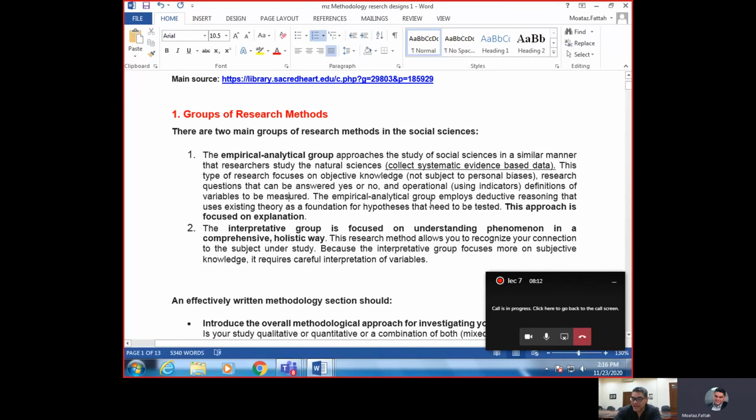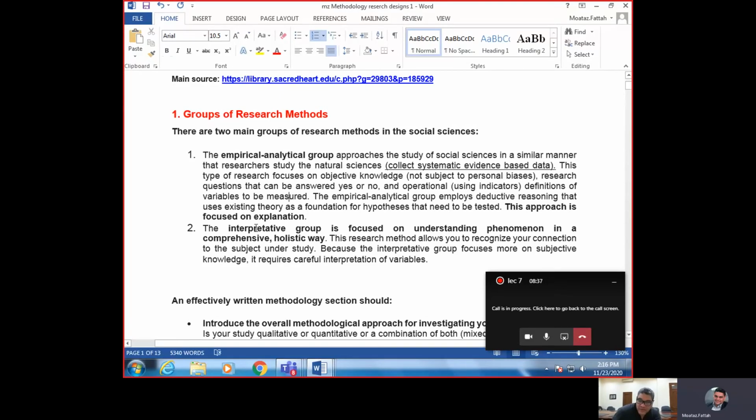The empirical analytical group employs deductive reasoning that uses existing theory as a foundation for a hypothesis that needs to be tested. So here we are trying to explain. What do you mean by that? I'm not going to go through it now because we will have a whole session. Next session, we'll be talking about qualitative and quantitative research, and we will see the differences between them.